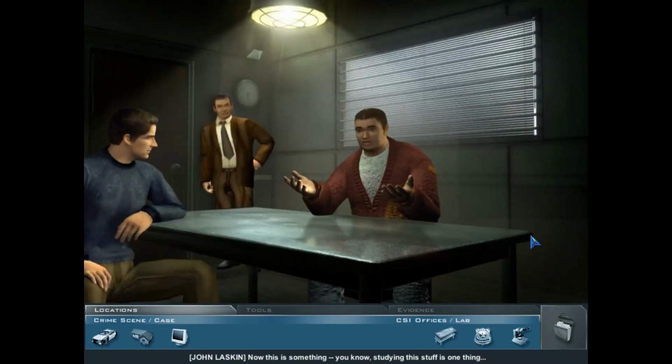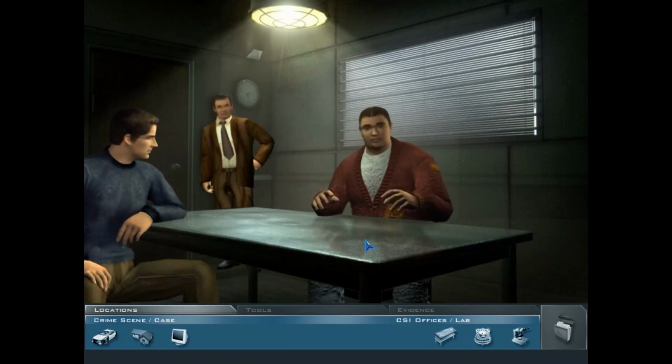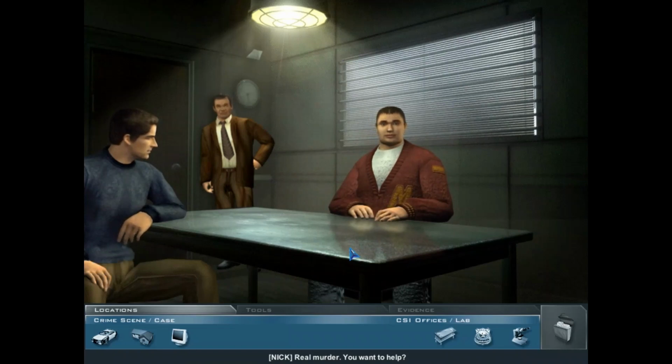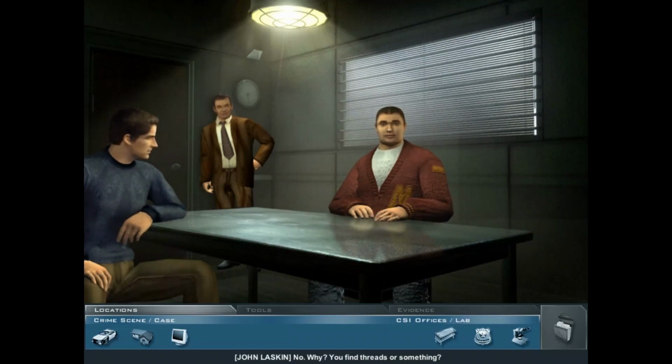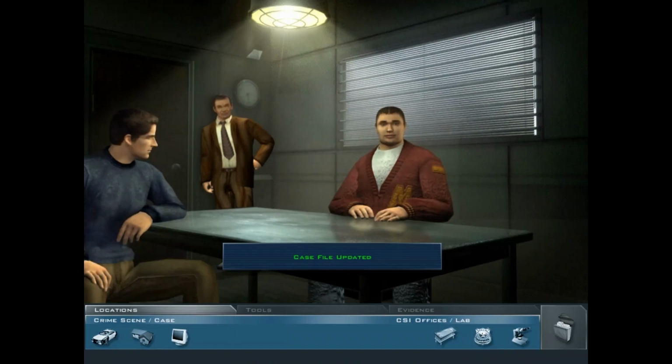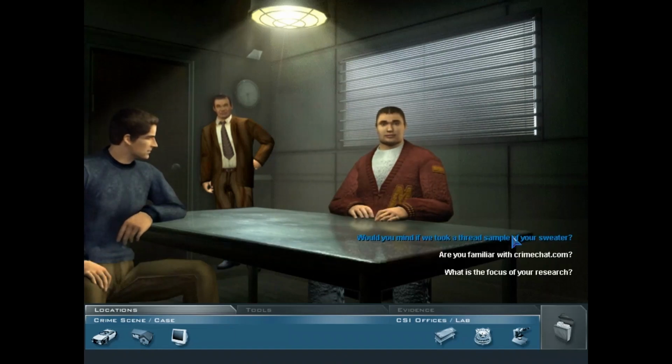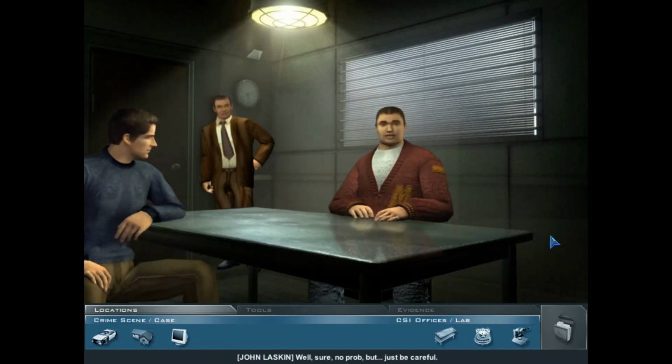Now this is something. You know, studying this stuff is one thing. Books, abstract theory, famous cases. But this? A real interrogation room? Real CSIs. Real murder. You want to help? Absolutely. Interrogate away. No? Why? You find threads or something? Well, sure, no prob, but just be careful.